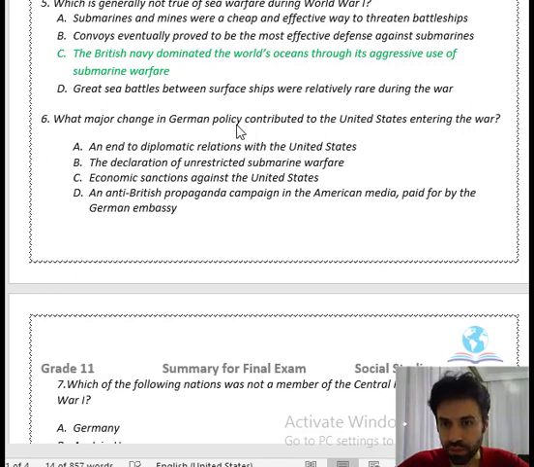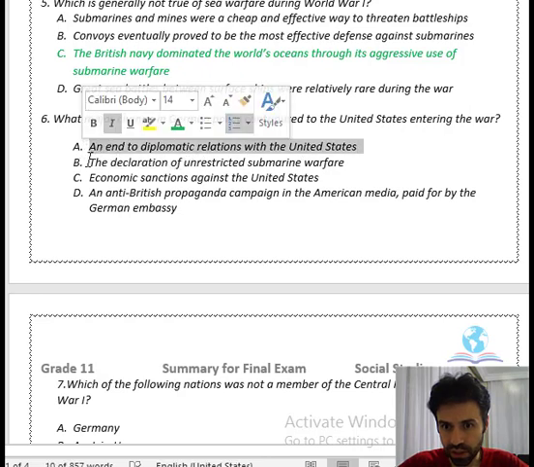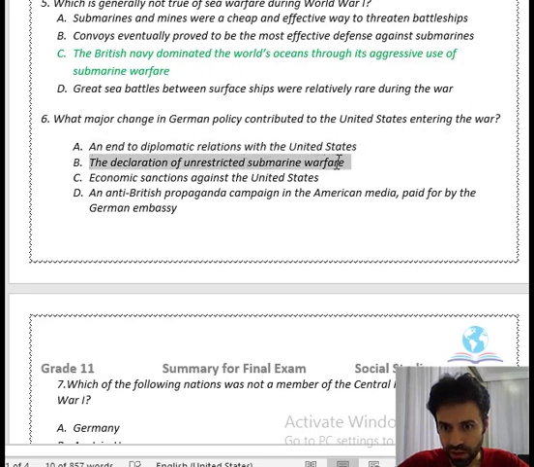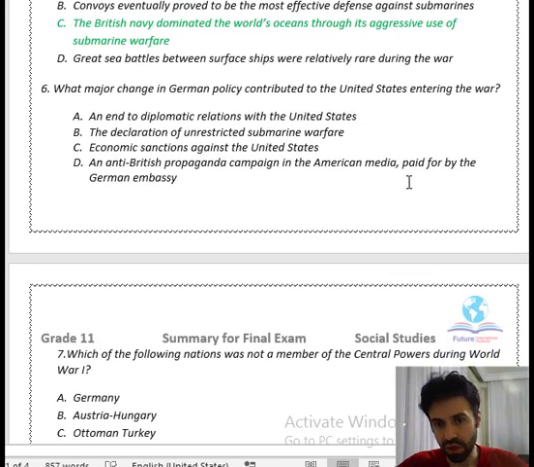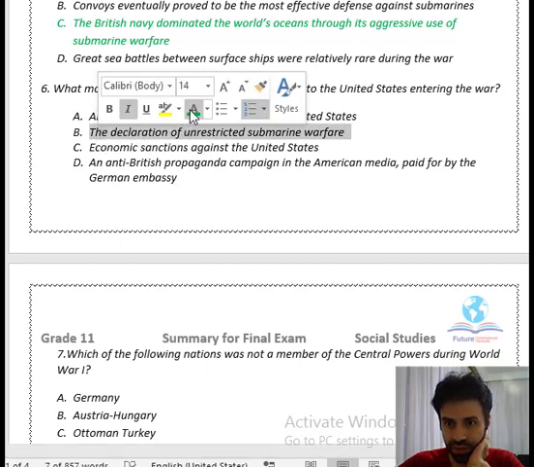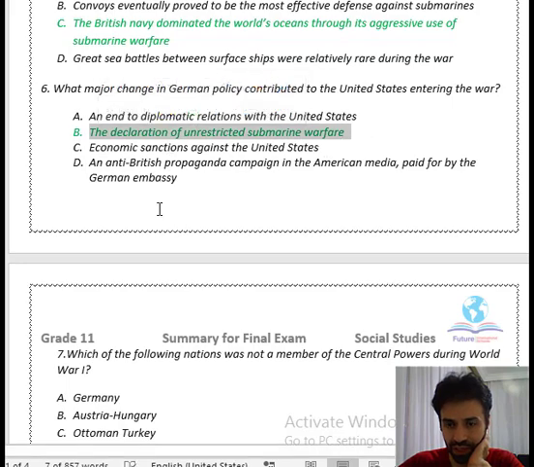Question number 6. What major change in German policy contributed to the United States entering the war? A. An end to diplomatic relations with the United States. B. The declaration of unrestricted submarine warfare. C. Economic sanctions against the United States. D. An anti-British propaganda campaign in the American media paid for by the German embassy. So which one do you think? Very good. Actually, B is correct. The declaration of unrestricted submarine warfare actually was the main cause.